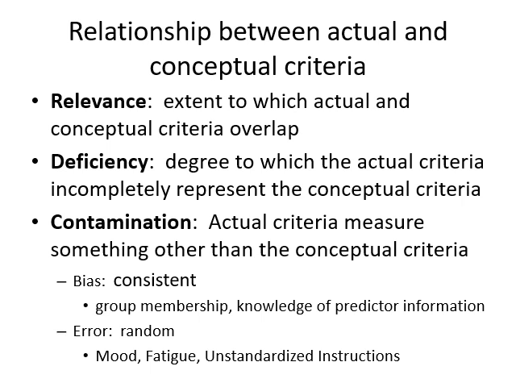Deficiency is what we may be missing. Contamination is beyond deficiency. It means the actual criterion is measuring something other than the conceptual criterion. So for example, this is usually going to be either error, mood, fatigue, unstandardized instructions, but often it may also be bias, group membership, knowledge of predictor information.